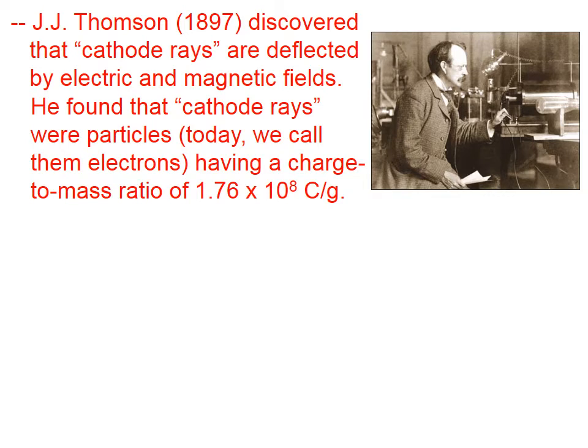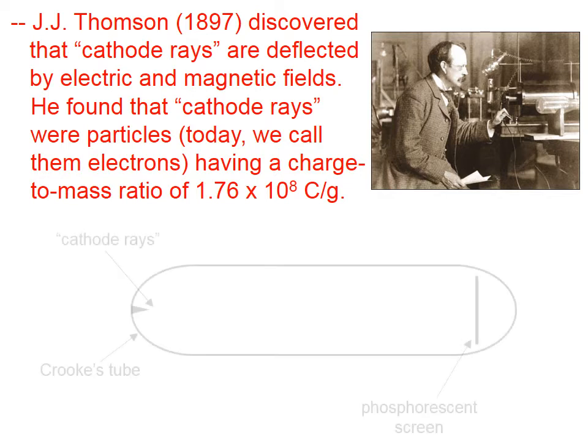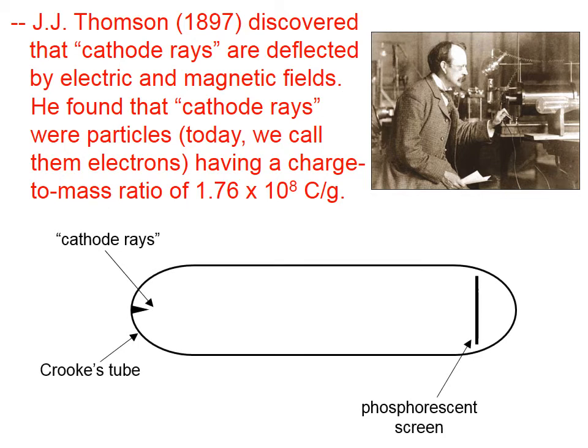In 1897, J.J. Thomson discovered that Crookes' cathode rays were deflected by electric and magnetic fields. He found that the cathode rays were particles. Today we call them electrons, and they have a certain charge to mass ratio, and it's given there. So Thomson's apparatus kind of looked like this.